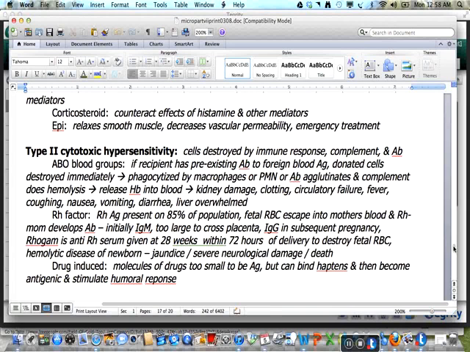RhoGAM is an anti-Rh serum given at 28 weeks and within 72 hours of delivery to destroy fetal red blood cells and prevent memory cell formation. Without this, subsequent pregnancies result in hemolytic disease of the newborn with jaundice, severe neurological damage, and death.